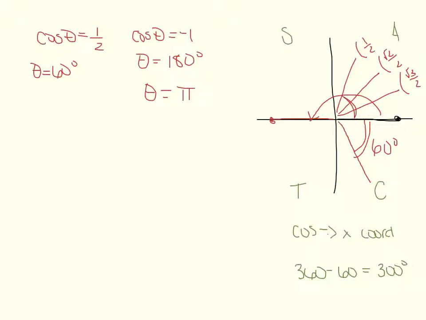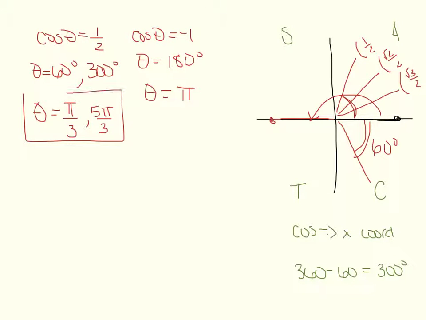So theta could also be 300 degrees. In radians, theta is going to be pi over 3, or 60 degrees times 5 is 300, so we have 5 times pi over 3, or 5 pi over 3. So there are 3 answers to this problem.